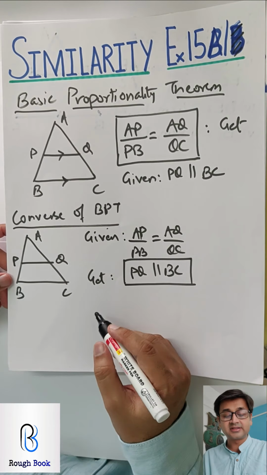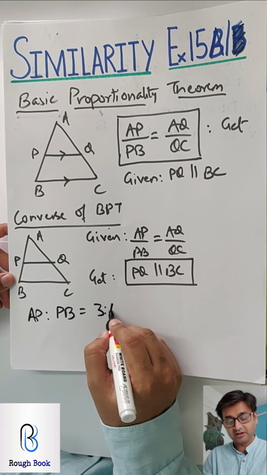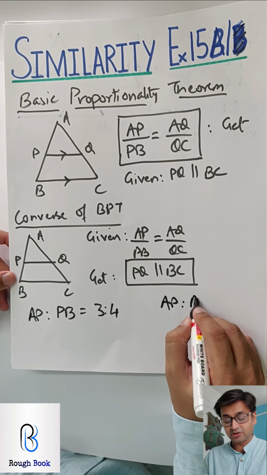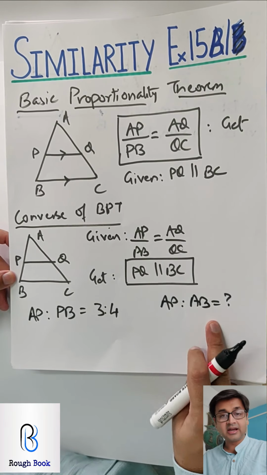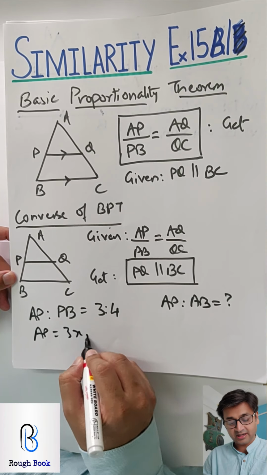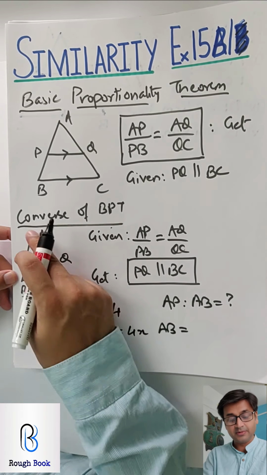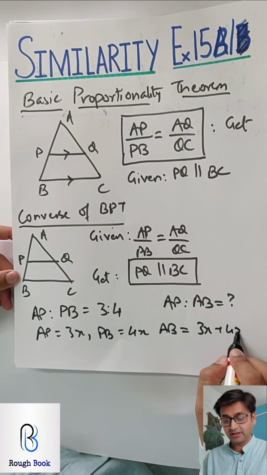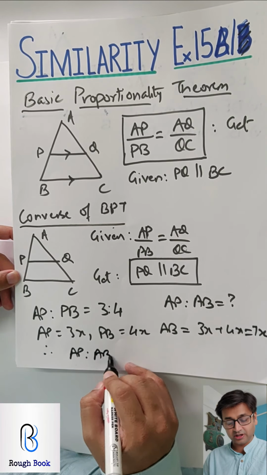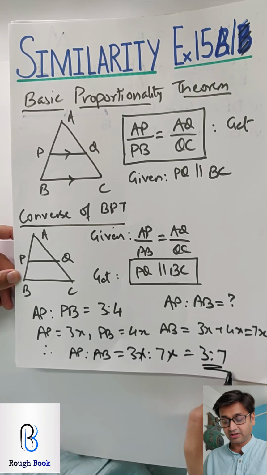The second thing you need to understand is the X method. Let's say they tell you AP ratio PB is 3 ratio 4. And if they ask you what is AP ratio AB, then in that case we use the X method, as in you will say AP is 3x and PB is 4x. So AB will become 3x plus 4x, which is 7x, and therefore AP ratio AB will be 3x ratio 7x, x cancels, so 3 ratio 7.